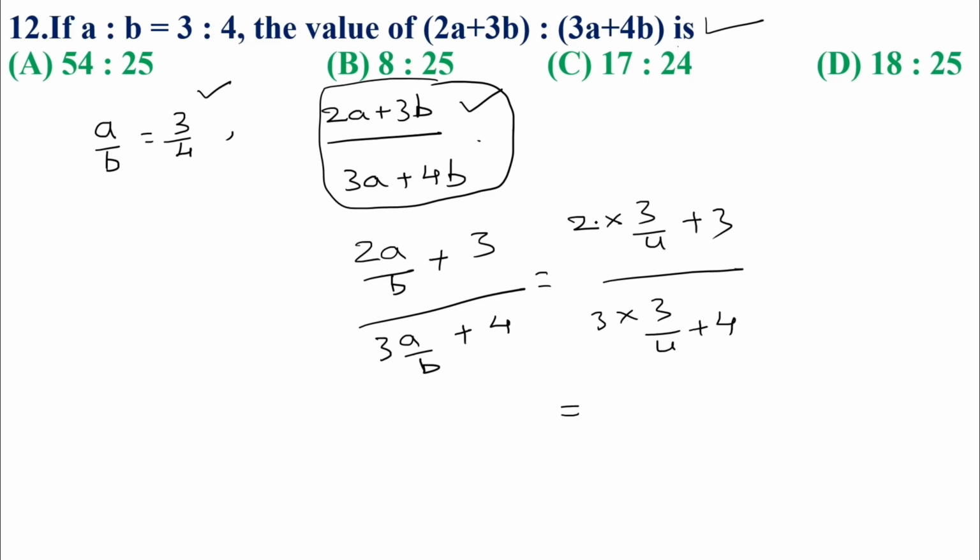This will become 6. So the LCM will be 4. 4 into 3 is 12. The numerator will become 6 plus 12 by 4. So 4 you can eliminate because here also 4 will be present. So here 9 plus 16. So the answer will be 18 by 25. That is 18 is to 25.